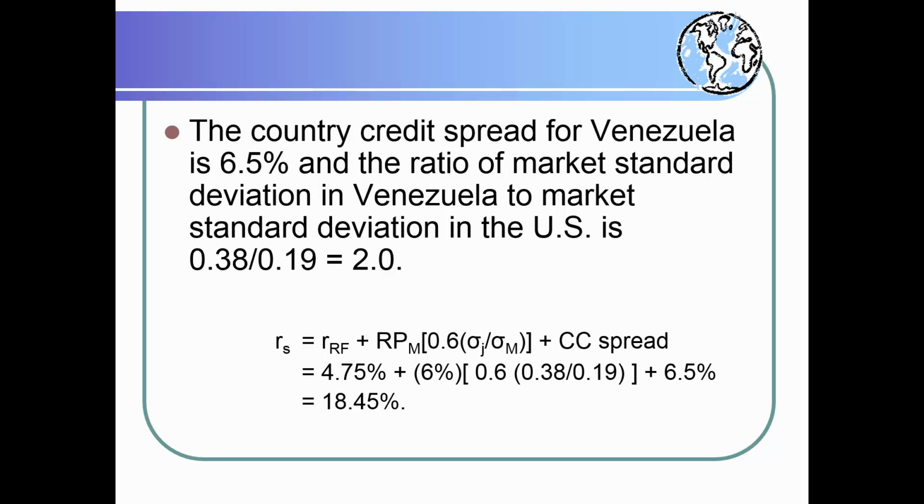Okay. And once we have that, we can find out the cost of equity for a US firm, let's say going to Venezuela. So that is the US risk-free rate plus the market risk premium, which is 6%, times 0.6, the beta of the firm in the US, multiplied by the relative standard deviations. Okay, so that is pretty much like finding the domestic CAPM, very similar, plus we are adding the country spread.